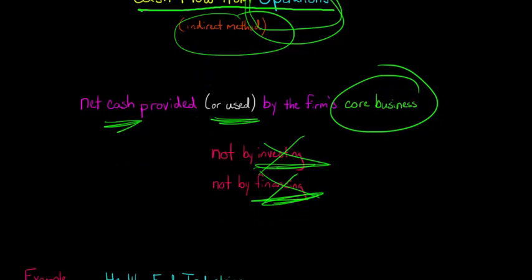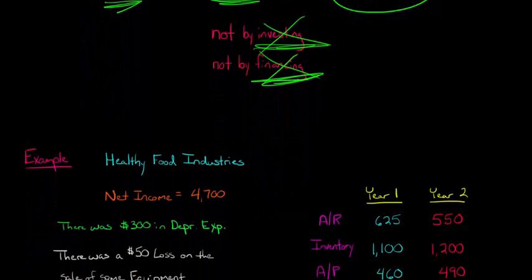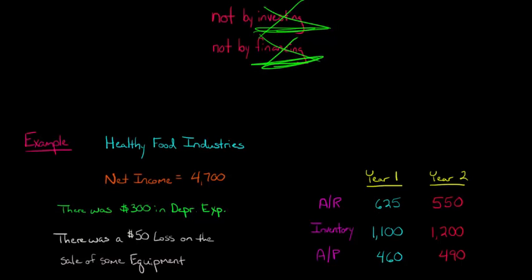And I'm just going to show you a short example of how we go about computing the cash flow from operations. So let's say we have a company called Healthy Food Industries, and we're going to need to know a few things in order to calculate the cash flow from operations. We're going to need to know net income. And that's important because the first thing we're going to do when we calculate cash flow from operations, I'll just call CFO here, is start with net income, and then we're going to make adjustments to it.